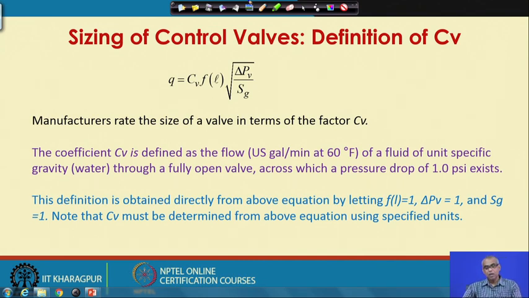So, if you have a fully open valve across which there exists a pressure drop of 1 psi, and a fluid of unique specific gravity is flowing through the valve, then the valve coefficient is the flow rate expressed as US gallon per minute at 60 degree Fahrenheit. So, that is the definition of Cv.